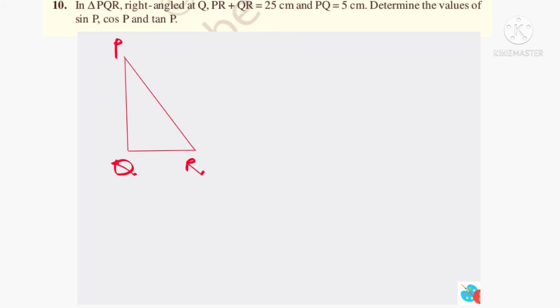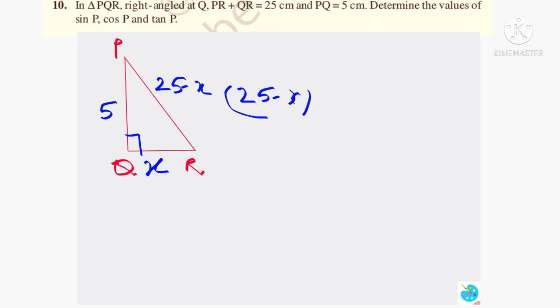In question number 10, we are given a triangle right angled at Q, and also we are given that PQ is 5 centimeter, and the sum of QR and PR is given to be 25. So let this be x, so this becomes 25 minus x. So obviously the first and foremost thing that we have to do is to find out x, that we can find using Pythagoras theorem. So what do I have?